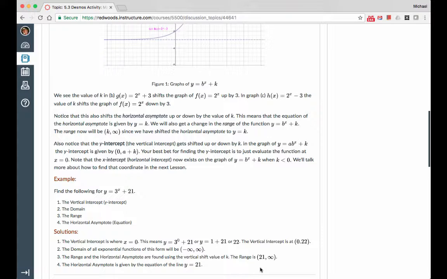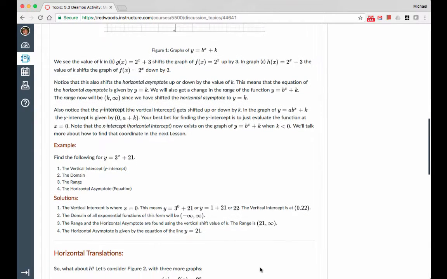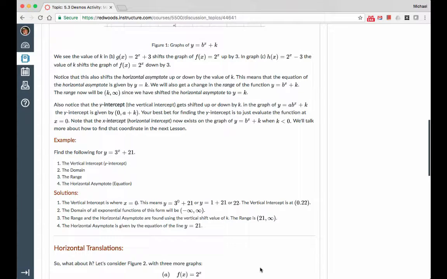So let's take a look at y equals 3 to the x plus 21 and go through this example, to see if we can find the vertical intercept or the y-intercept, the domain, and the range. The horizontal asymptote will also be asked for here, but we want to give that back as an equation. So to find the vertical intercept, we're going to do that when x is equal to 0. Let's shift over to the whiteboard and do that real quick.